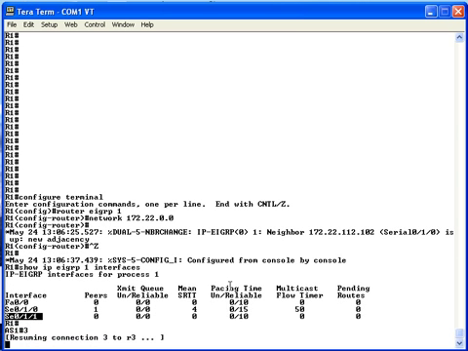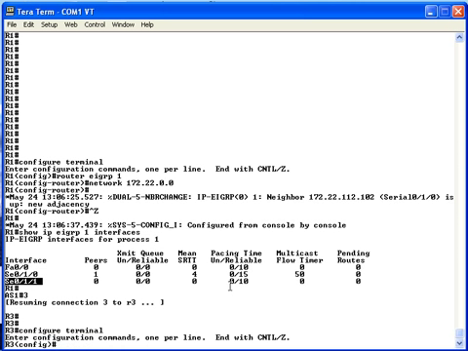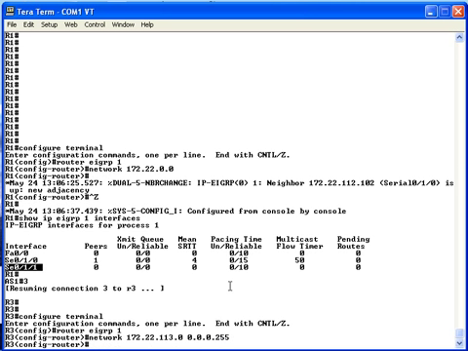Next, let's move over to R3 and configure it. On R3, we'll use the style of network command that uses a wildcard mask just to show some alternatives. So we use the router EIGRP 1 configuration command, which moves us to EIGRP configuration mode, and then we'll try the network command. In this case, we'll do 172.22.113.0 with a 0.0.0.255 wildcard mask and press enter as you see there.